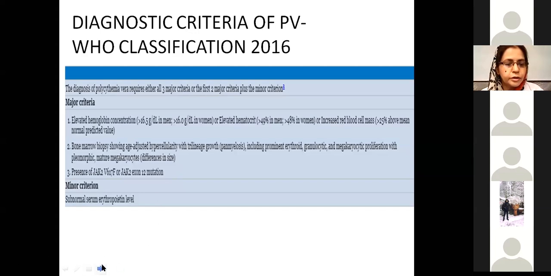So this was all about the different signs and symptoms and their pathophysiology, how they occur, and how we diagnose a patient based on WHO classification.